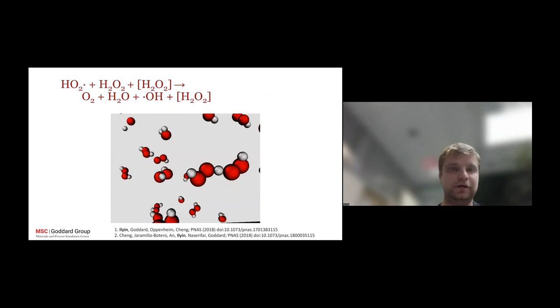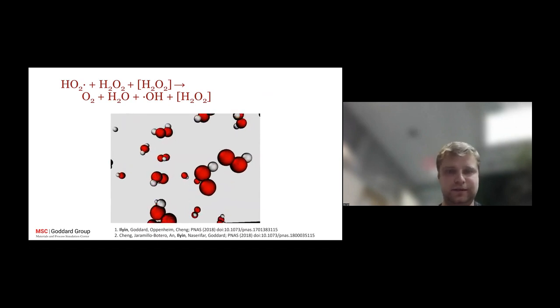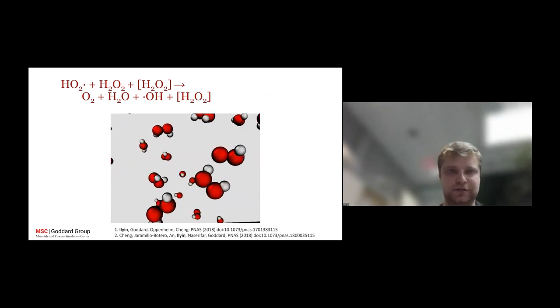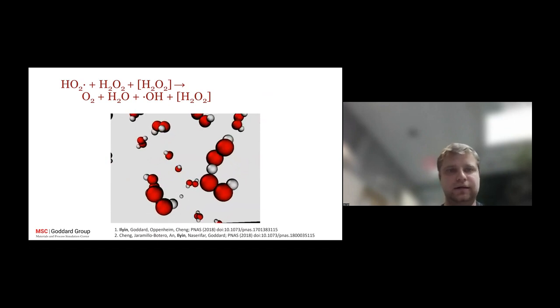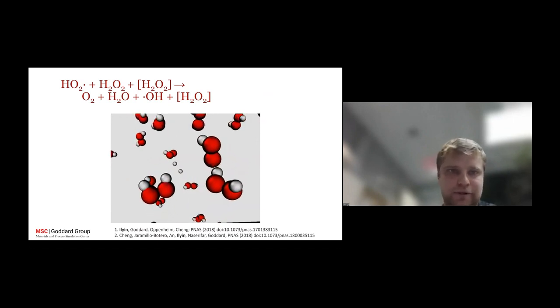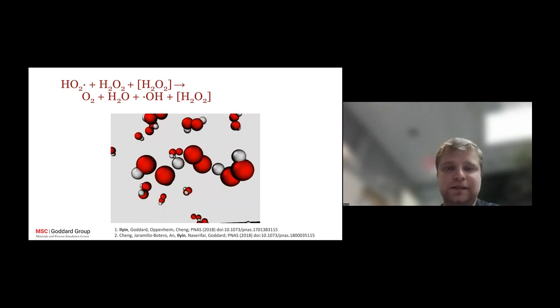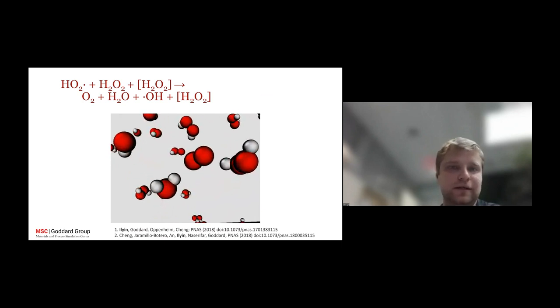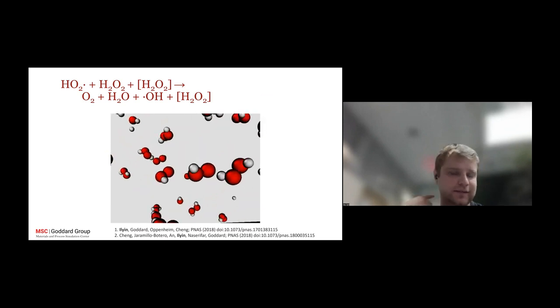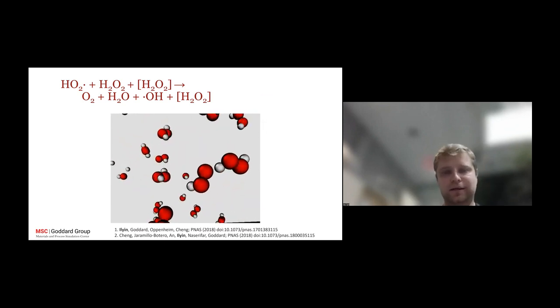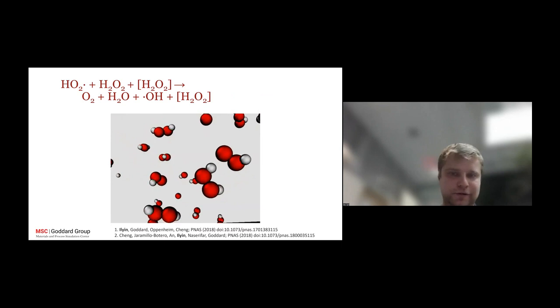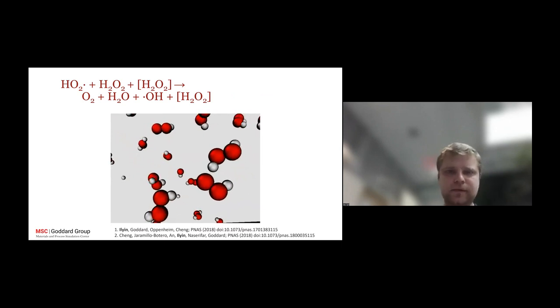And there were other interesting reactions as well, such as an HO2 radical combining with a hydrogen peroxide, and then using another hydrogen peroxide to essentially transfer a hydrogen from one molecule to another.